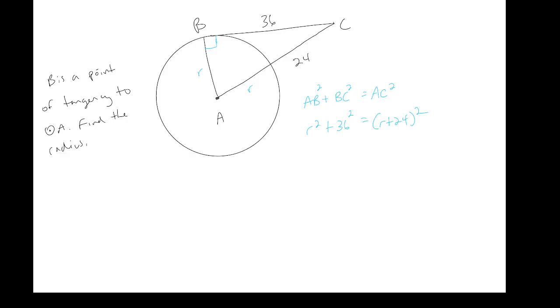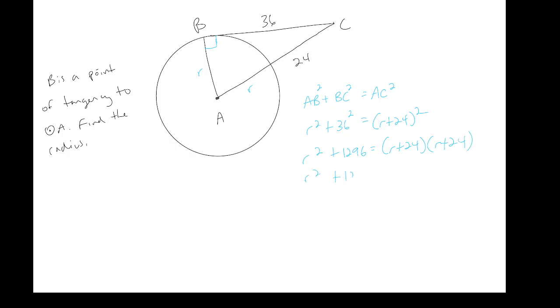Okay? Hope we're able to do this guy. You guys ready? R squared plus 36 squared is 1,296. And now we have R plus 24 squared. For the love of God, please do not do R squared plus 576, right? 24 squared is 576. It's not. This is R plus 24 times R plus 24. We have to FOIL here.